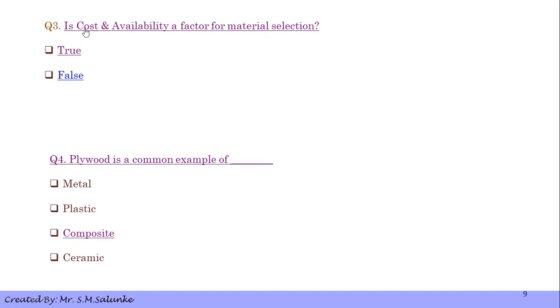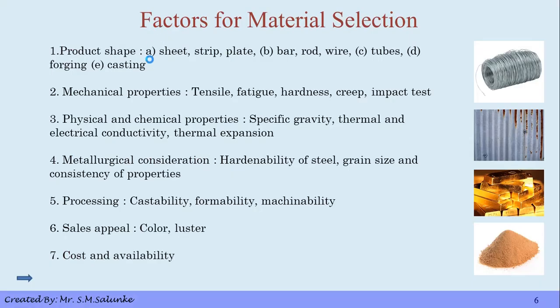Now let's go to question number 3. Is cost and availability a factor for material selection? Let's see if it is an important factor for material selection or not. We have to say if it is true or false. As we can see, here are the main factors of material selection, and we can see that the last factor is nothing but cost and availability. It means the cost of the material as well as whether the material is available to us or not plays a major factor in selection of a material.